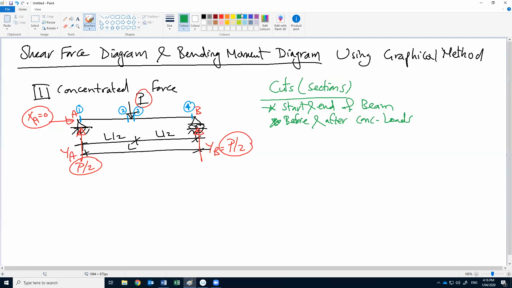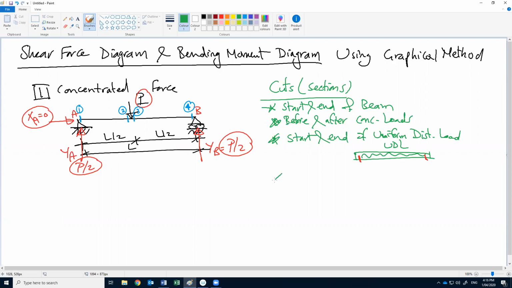Another case, we need to put sections at the start and end of a uniform distributed load. If we have a uniform distributed load like this one, we need a cut at the start and a cut at the end. For this case, we don't have any uniform load, so we don't have to put cuts.